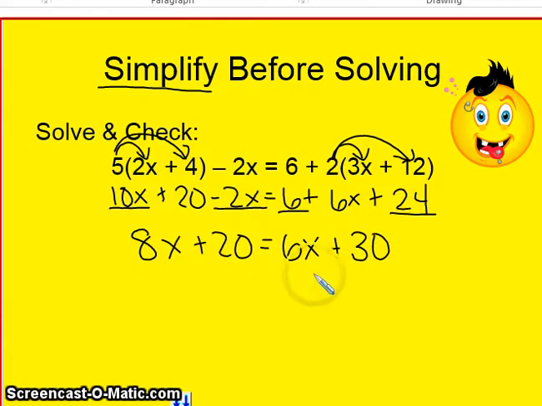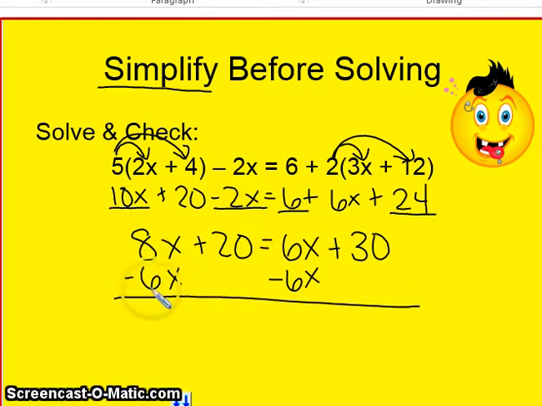Now notice that this one looks a little more like the first equation. So I want to get all my variables to the same side. So I either want to move 8x to the right side or 6x to the left side. I'm going to move 6x to the left side. So to get rid of my positive 6x, I'm going to subtract 6x. And if I do that to the right side of the equation, I have to do it to the left side also. So I have 8x minus 6x, which is 2x, plus 20, equals 6x minus 6x is 0, and then I've got 30.